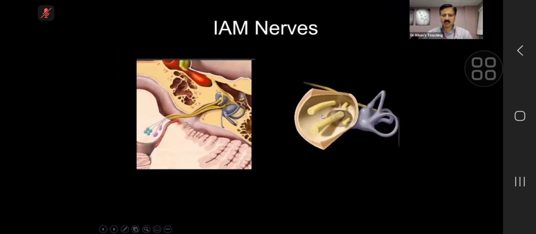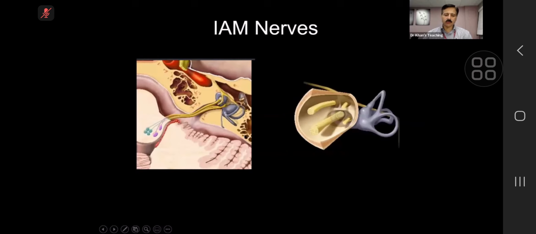So this is the IAM, and these are the 4 nerves which we just covered, the 7th nerve and the 8th nerve complex. Should I ask candidate 4, which nerve is this? That's the cochlear nerve. And this is the vestibular nerve. And what is this? That's the facial nerve, the one that's on top.